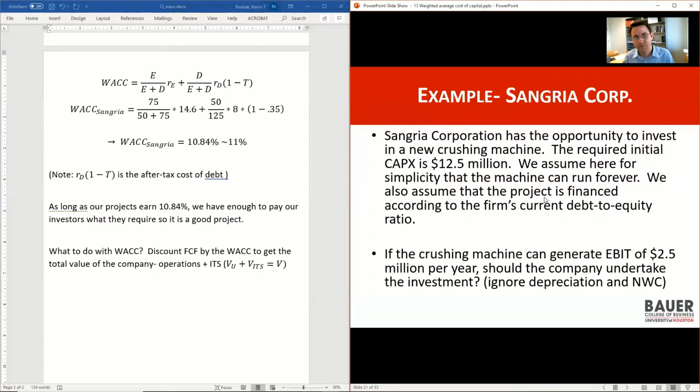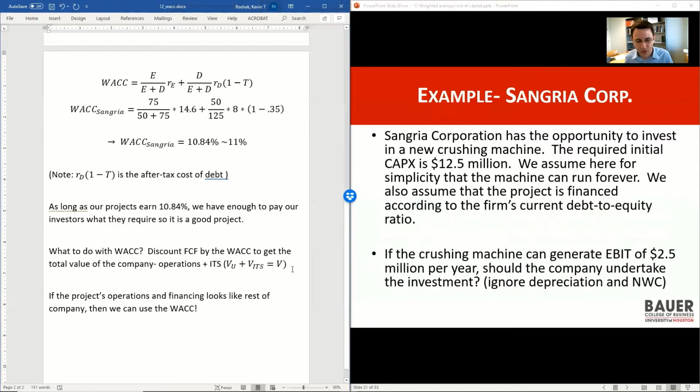So all of this means that we can use the WACC, right? Let me spell that out. That's all. It's just a lot of throat clearing to say the assumptions of the WACC are true. This WACC for the entire company is appropriate for this crushing machine because it looks like the rest of the company. We see what's going on with the crushing machine going forward. It's going to generate an EBIT of $2.5 million per year, in perpetuity.